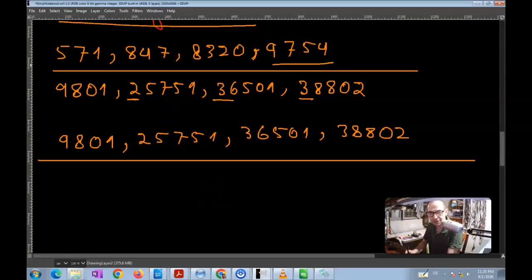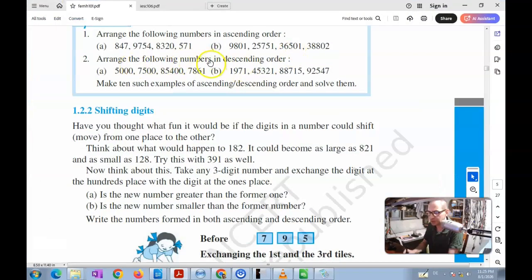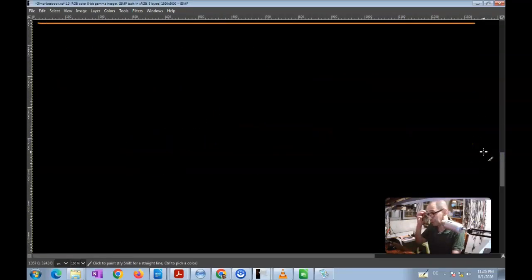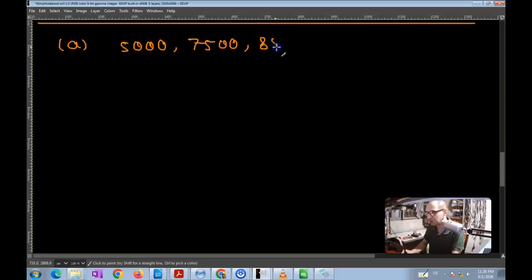And that's basically all of your numbers in ascending order. Next, what we want to do is write these numbers in descending order, meaning starting from the largest number all the way down to the smallest number on the list. Part A of this question is 5,000, 7,500, 85,400 and 7,861. So that's the four numbers that I have, and I want to write these numbers in descending order.